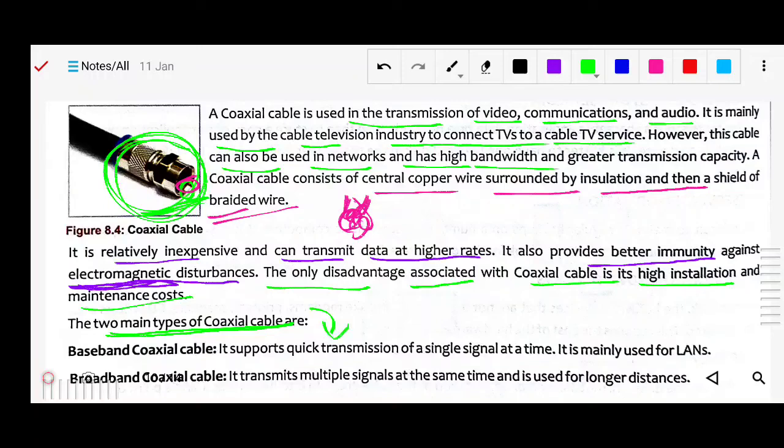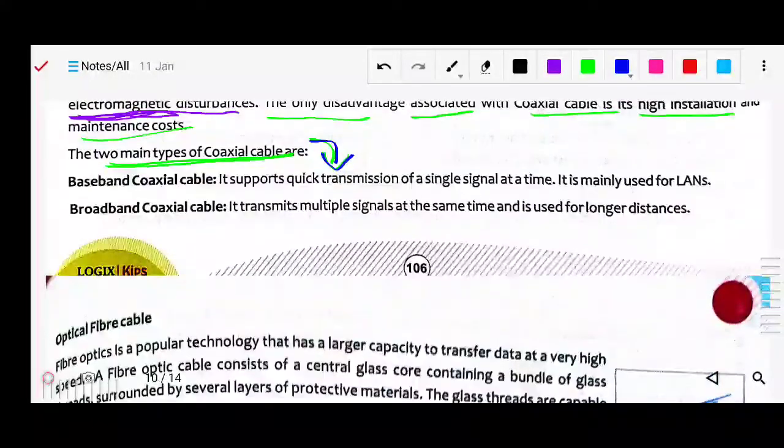So there are mainly two types of coaxial cable. As you have seen that Ethernets are of two types, then again this coaxial is of two types. What are the two types of coaxial cables? First of all, baseband coaxial cable, and second, broadband coaxial cable. First of all we will see baseband.